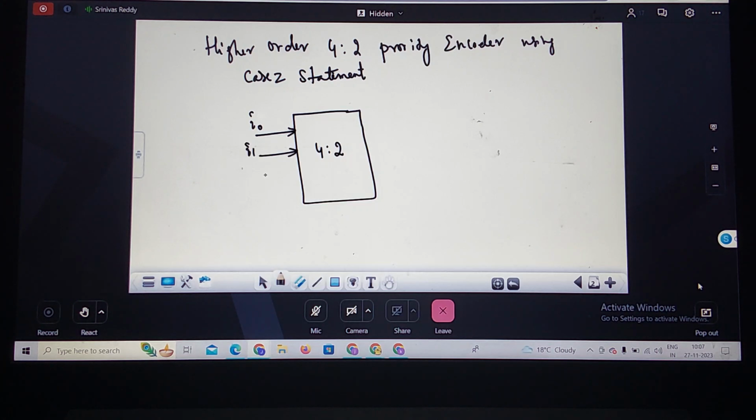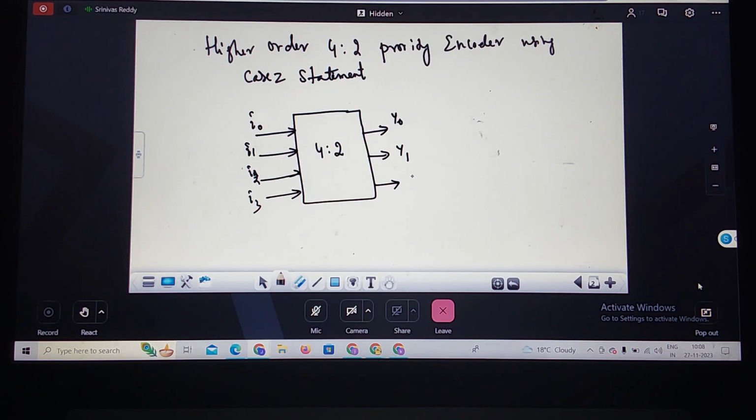Let us take the inputs I0, I1, I2 and I3. So what are the outputs? Let us take Y0 and Y1. One more input you can use in the encoder is enable. Enable will be there anyway. Enable is used to decide which encoder should be enabled or disabled, correct? Physically it is present, but electrically you are switching it off using the enable pin. That will be there, okay?